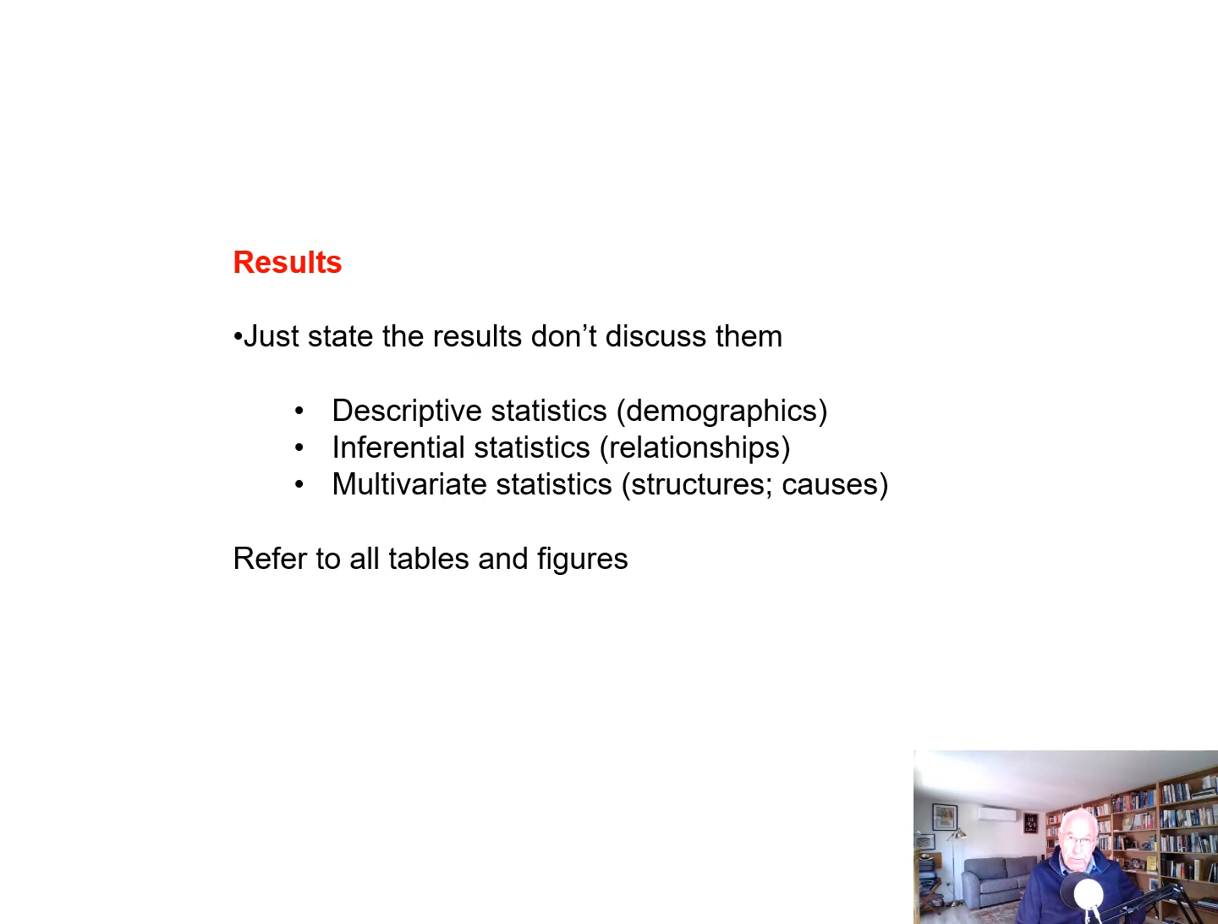Make sure that you refer to all tables and figures. This is a common mistake made by many authors. And the other important thing is that the tables and figures should be in the correct order. Don't start by citing table 2 and then table 1. Table 1 should come first. And the tables may need to be renumbered.